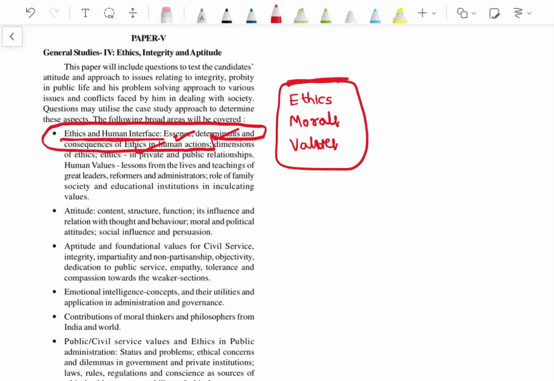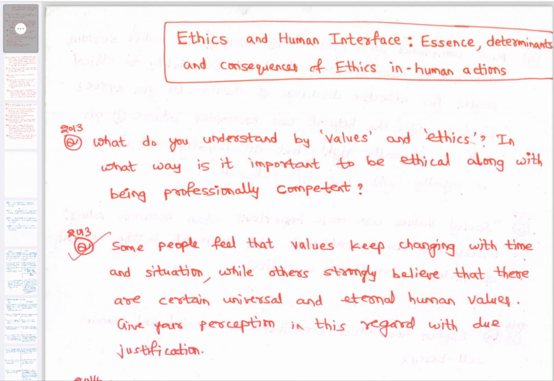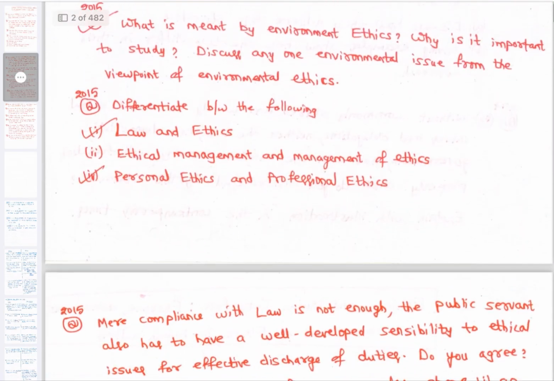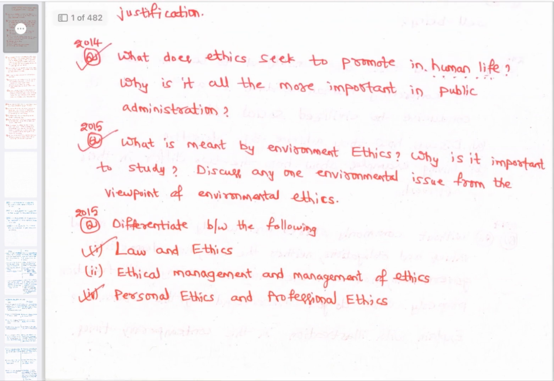So let's go to the notes and then we'll start the class. See, these are the notes of ethics. This is 482 pages, and don't think it will be a bigger set of notes than 482 pages. Because see, these are handwritten notes and I prepared them in a well organized manner. If it is printed, it would be nearly 150 pages.